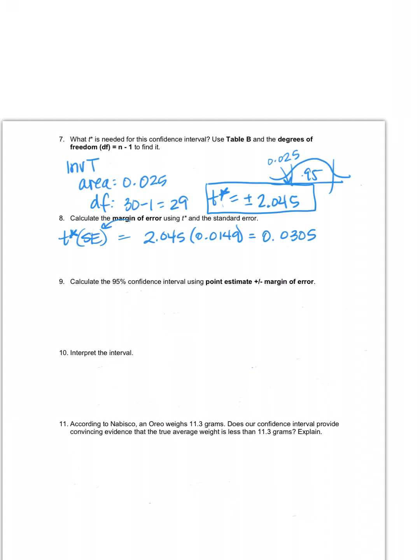Then it says calculate the 95% interval using the point estimate. That was that original X bar, 11.1921, plus or minus this margin of error we just found, 0.0305. Okay? And when I subtract, I get 11.1616 and 11.2226. And this is grams.